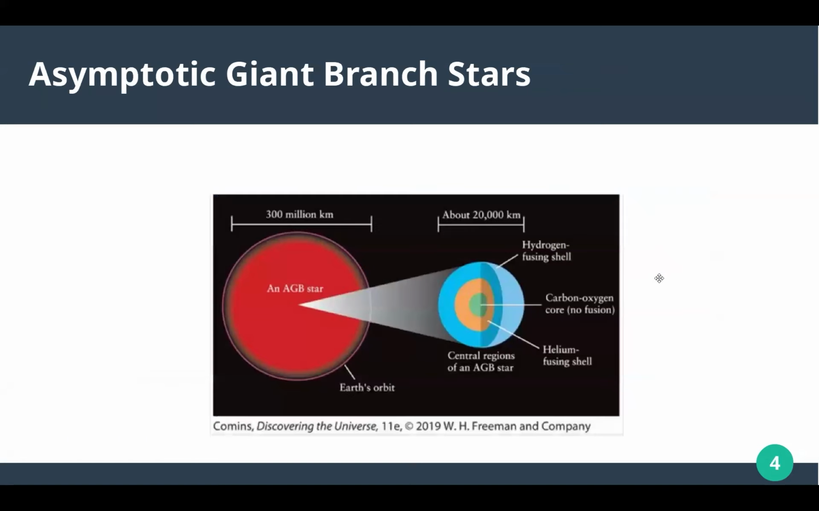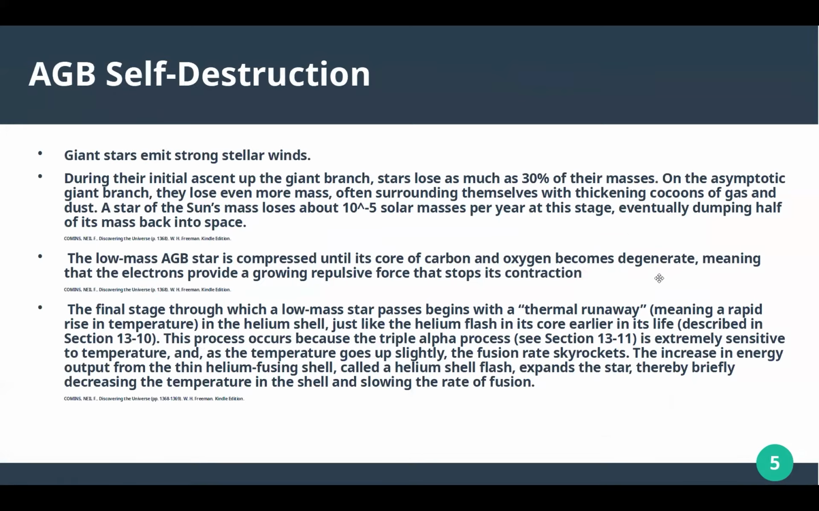Asymptotic giant branch stars have a hydrogen fusing shell, a helium fusing shell, and a carbon-oxygen core, which does not have any fusion whatsoever.